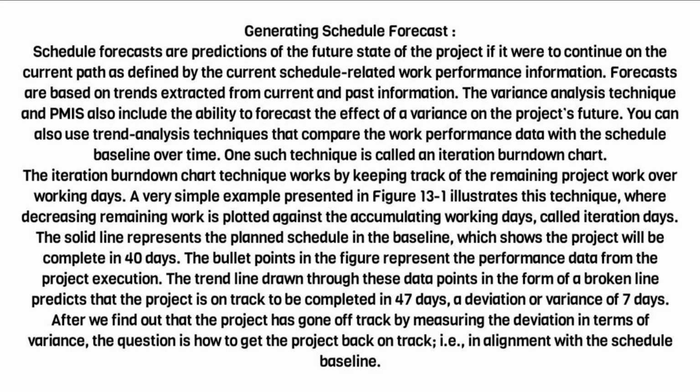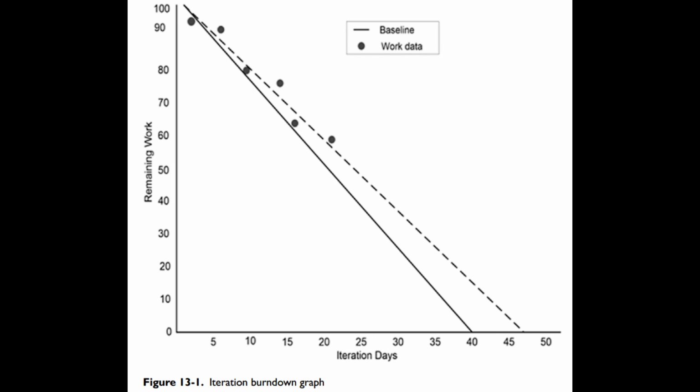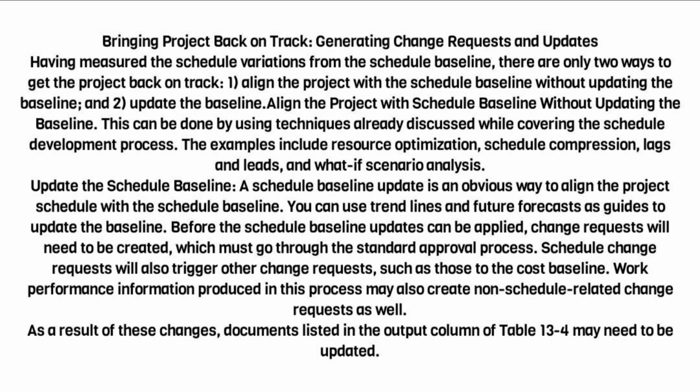After we find out that the project has gone off track, by measuring the deviation in terms of variance, the question is how to get the project back on track, i.e., in alignment with the schedule baseline. Bringing project back on track, generating change requests and updates. Having measured the schedule variations from the schedule baseline, there are only two ways to get the project back on track. 1. Align the project with the schedule baseline without updating the baseline, and 2. Update the baseline.